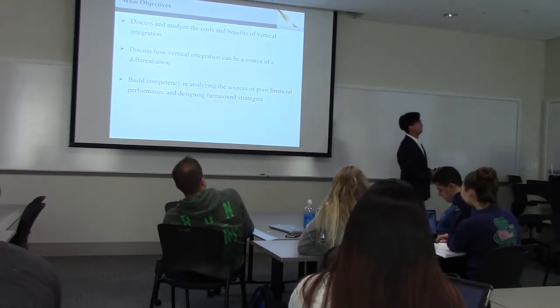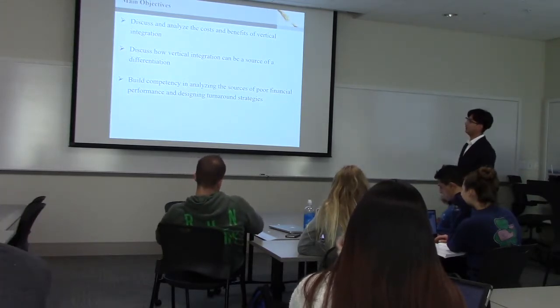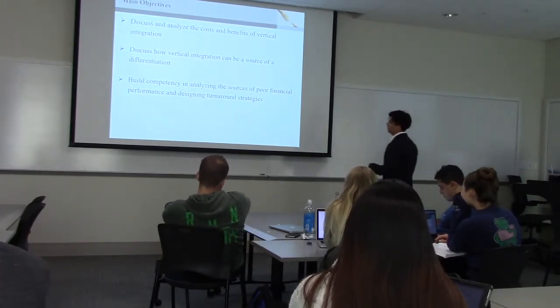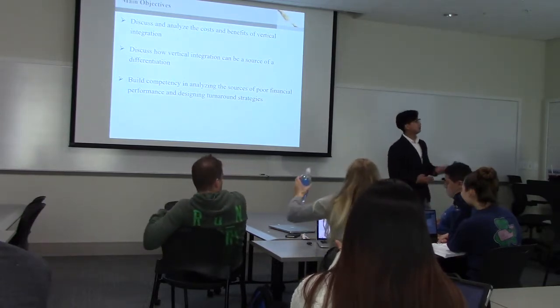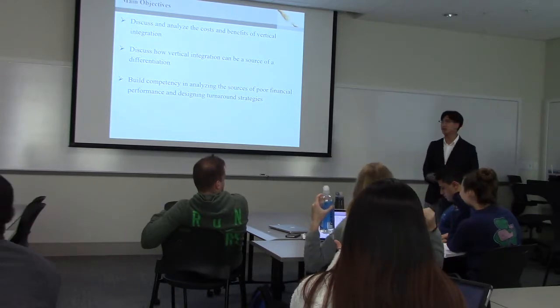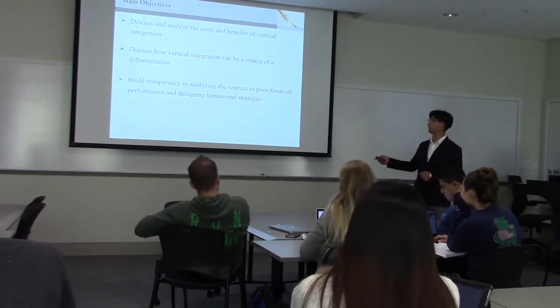And then we're going to discuss how vertical integration can actually be a source of differentiation. And lastly, we're going to look at the financial statements, determine what the sources of poor financial performance are, and recommend suggestions to turn around those poor performances.